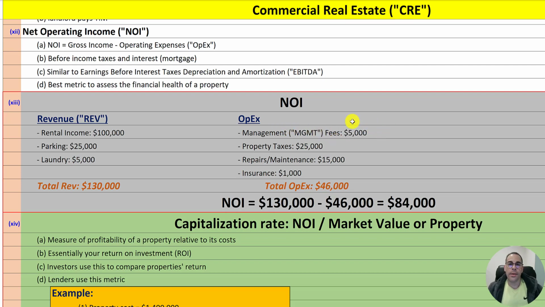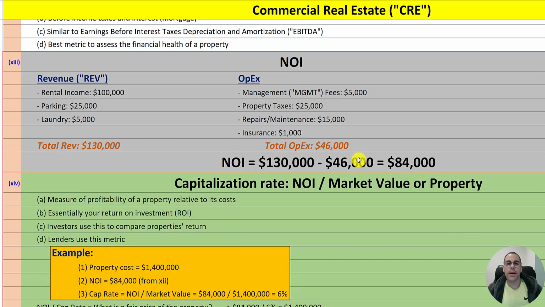They handle a lot of the operational things, like collecting the rents, depositing the money into a bank account. We have to pay property taxes, $25,000. We have to maintain the property, that's $15,000, $1,000 of insurance. Our NOI for the property is $130,000 of revenue minus $46,000 of OPEX, so it's $84,000. That's our NOI. If this is a small property, that could be for the whole year. If it's a bigger property, that could be our monthly NOI.